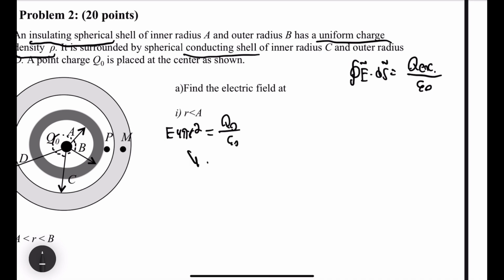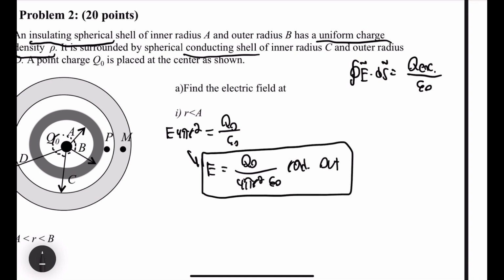So then solving for E, we just get Q naught over 4 pi r squared epsilon naught, and we have to indicate the direction. This is radially out because it's positive. If it was negative Q naught, or if anything was negative for that matter, it would be radially in, but because it's positive, it's going to be radially out.